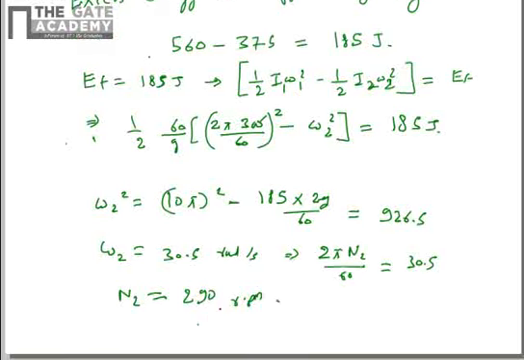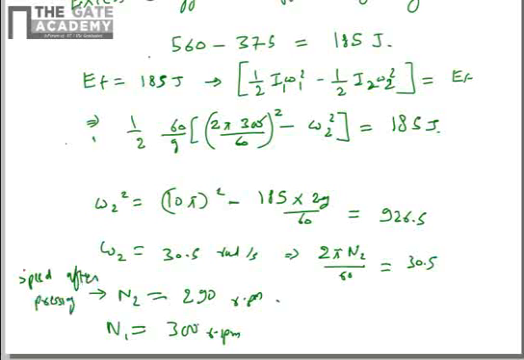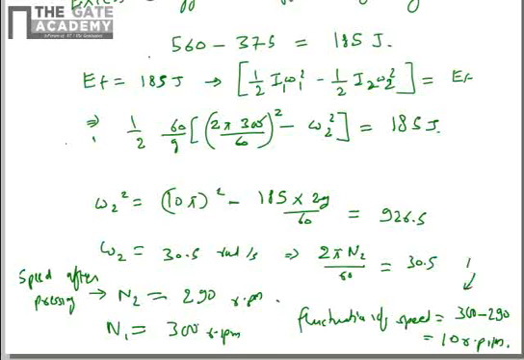So now you saw that n1, the speed of the flywheel just before pressing starts, is 300 RPM, and n2 is the speed after pressing. So the fluctuation of speed is 300 minus 290, that is equal to 10 RPM. So the motor speed will fluctuate by 10 RPM during the pressing operation. So this is the answer for the part.